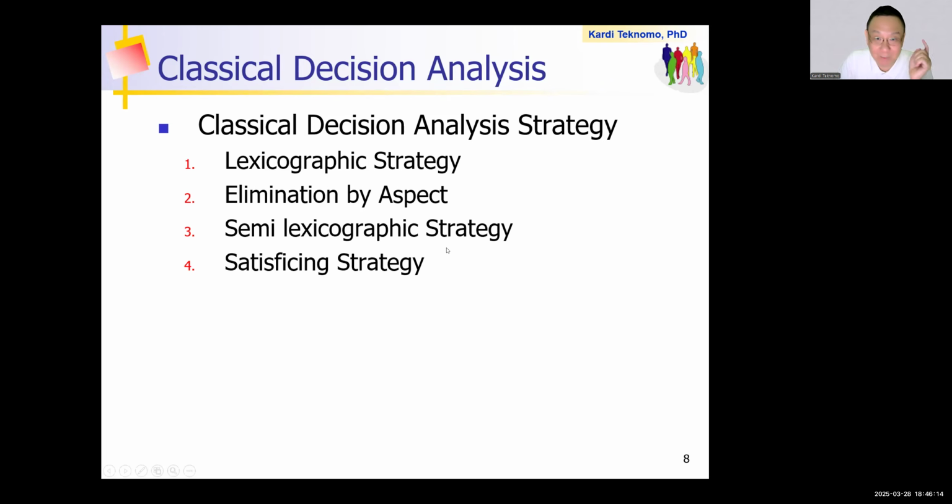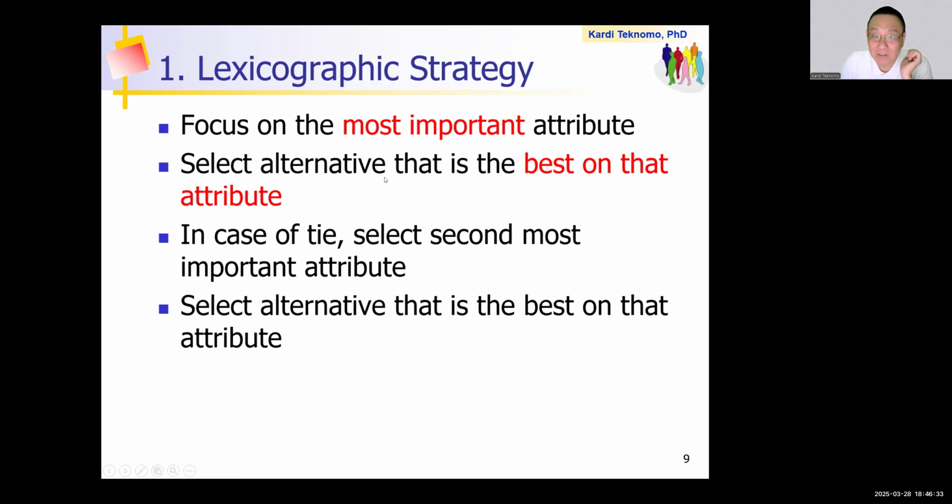Let's start with the simplest one, which is called lexicographic strategy. Then we will discuss EBA, elimination by aspect, and then the improvements of that, which are semi-lexicographic and satisficing. So, the first one, lexicographic strategy. How do you decide? The strategy is simple. Focus only on the most important attribute. After that, you select the alternative that is the best on that attribute alone. In case you have a tie, then you select the second most important attribute, and then you select the alternative that is the best on that attribute. Is it clear? I will give you examples.